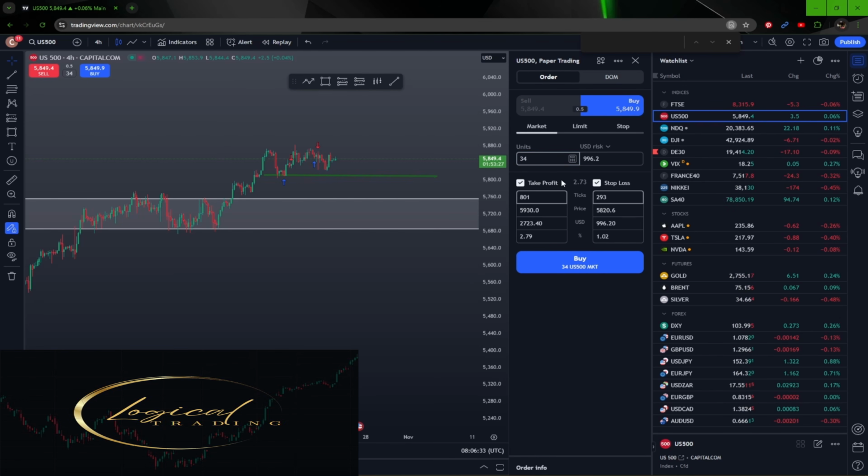Then you go to take profit and you say, okay, I want to take my profit at say 59.30. That's a good place. And then my risk to reward is 2,716 profit to 996 loss. So I'm looking at a profit on this. That's my take profit. That's my stop loss. Now, I didn't work out beforehand that this is going to be 34 units of S&P. I don't even know what the broker is. So there you go. 34 units.